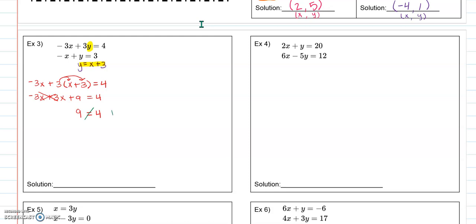So if you get a false statement like this, we know that that solution is going to be a no solution. Because again, 9 cannot equal 4. So we can stop there and say no solution.